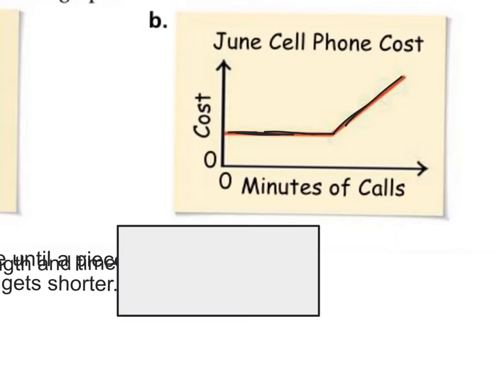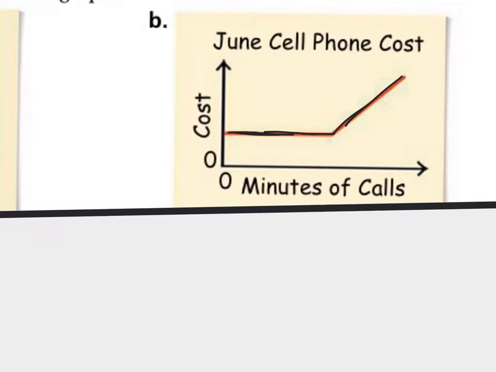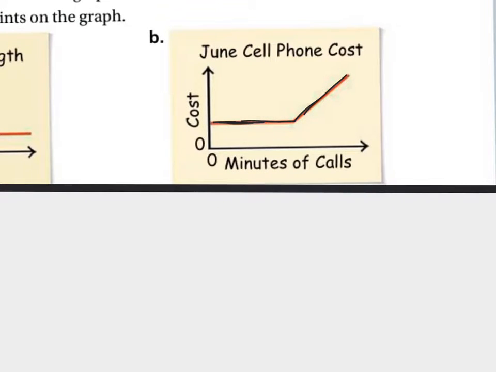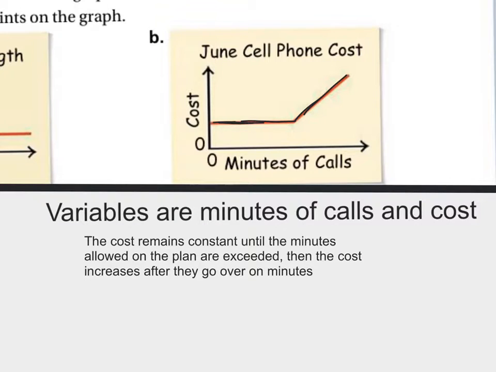This is something you may not be familiar with. It was more familiar maybe 5 or 10 years ago. This is where you would have a set plan that covered so many minutes. So your plan costs this much as long as you use this many minutes or less. If you use more than that, then you'd start having pretty expensive fees for however many minutes you went over the plan. So the variables on this problem are the minutes of calls and the cost.